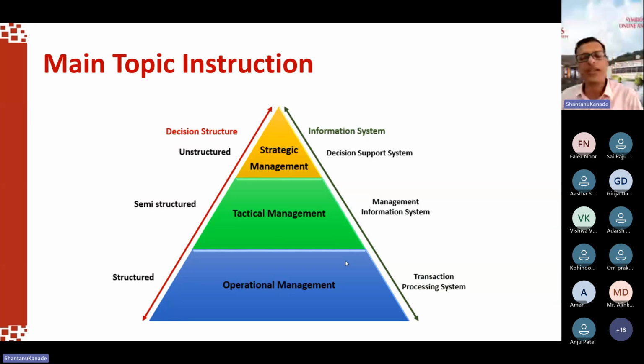MIS is nothing but an information system that provides managers with tools to effectively manage, evaluate, and organize departments within an organization. Okay. So this is the basic concept, the basic definition of MIS, that MIS is an information system that provides managers with the tools to effectively organize, evaluate, and manage departments within an organization.